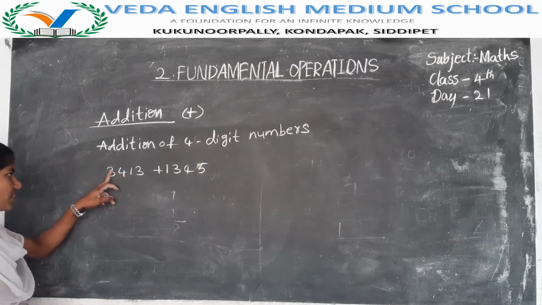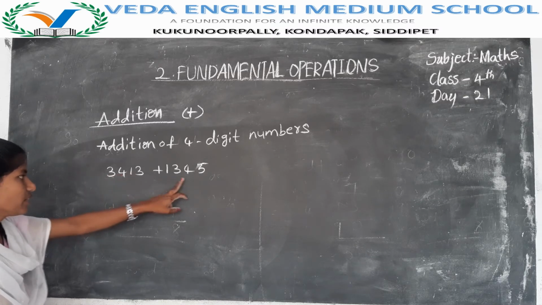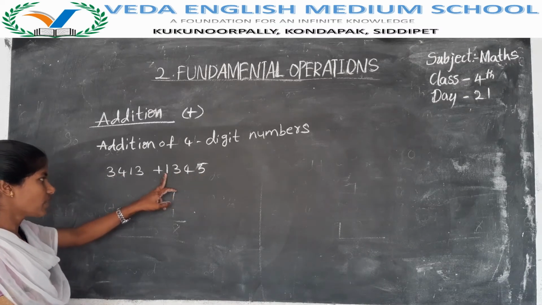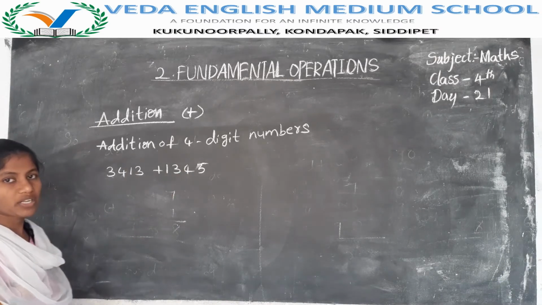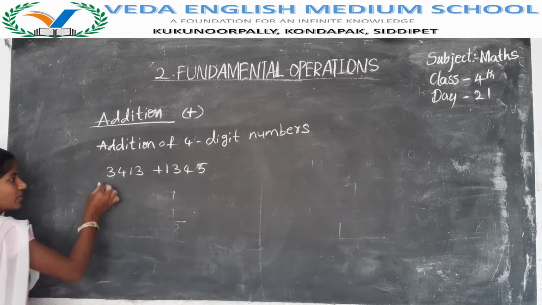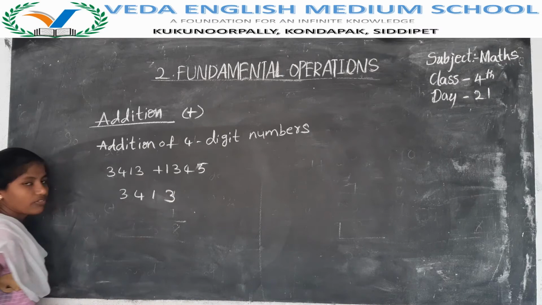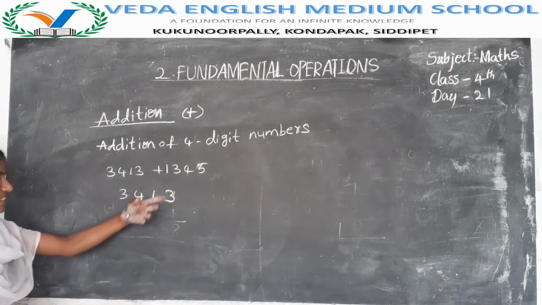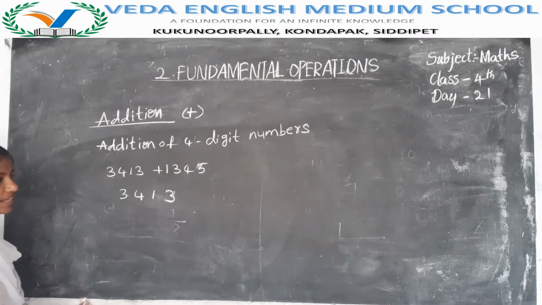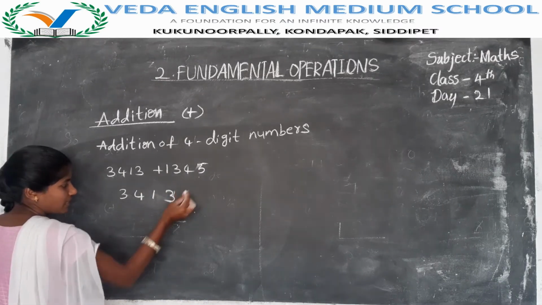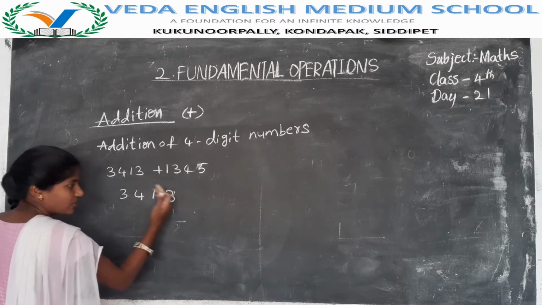Ones, tens, hundreds, thousands. 3,413. Ones, tens, hundreds, thousands. 1,345. These two are 4 digit numbers. Now we are learning addition of 4 digit numbers. Now write the first number as 3413. Now one 4 digit number has completed. The next 4 digit number is 1,345. So you have to write the next number down below the first number. Where do we start, right side to left side or left side to right side? Right side to left side.